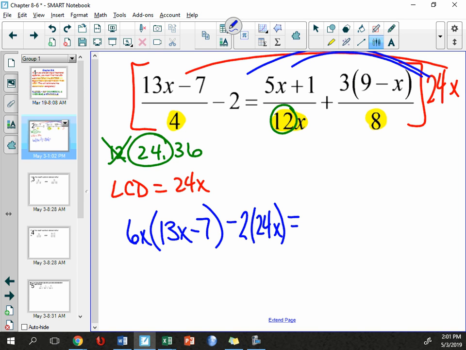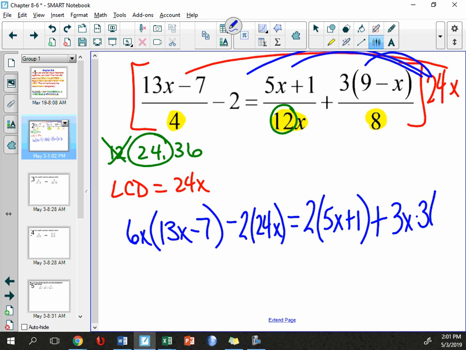Equals, go to the third term. Is that a fraction? Yes. So do we divide or multiply? Divide. What is 24x divided by 12x? It is a 2, and drop down the numerator of 5x plus 1. Go to the last term. Is that a fraction? Yes. What is 24x divided by 8? 3x. Drop down the 3 times the 9 minus x. Now what we've done is gotten rid of every one of the fractions. Would you agree? This is something you already learned and already tested over. Do you remember it?